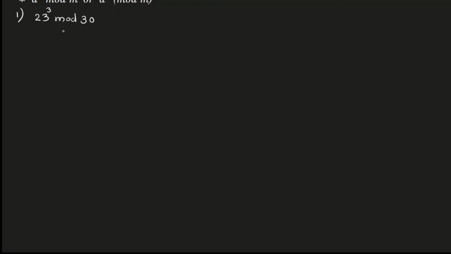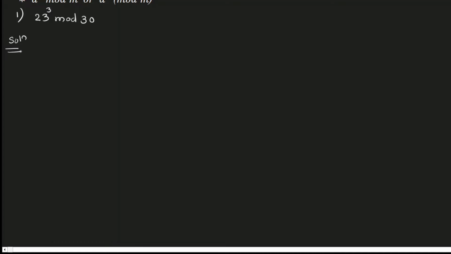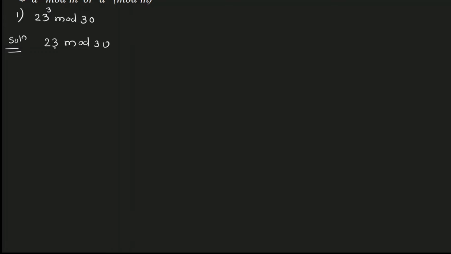So using this modular arithmetic, you can compute any very large power. Whenever you get such examples, what we have to do? First we have to concentrate on the term without power. Without power means what? It is 23 mod 30. First concentrate on this one.